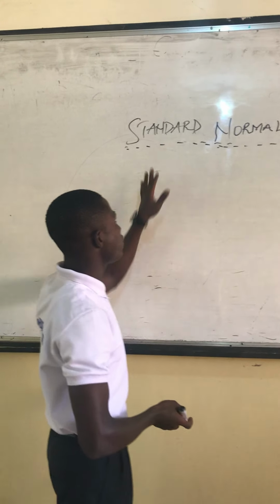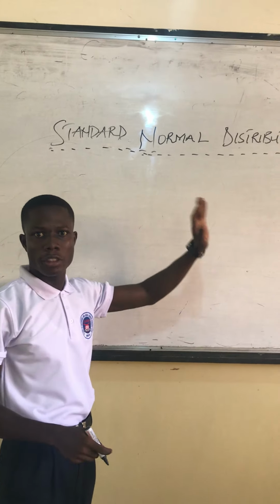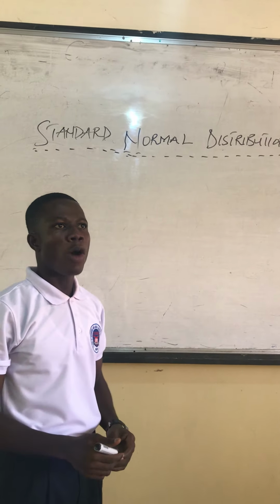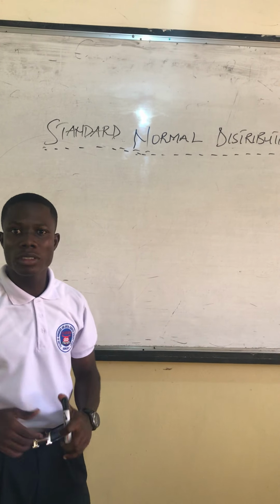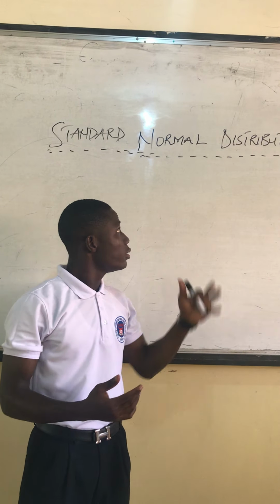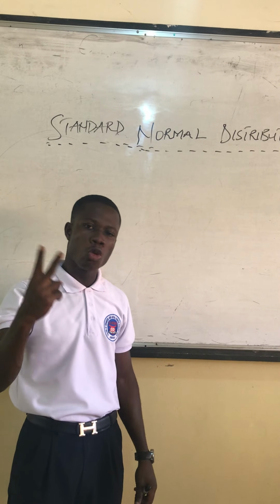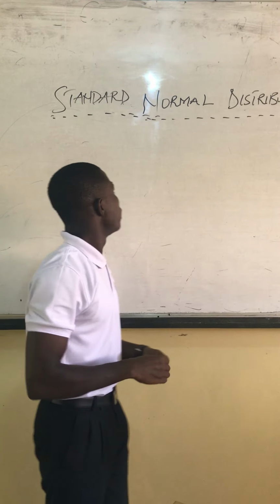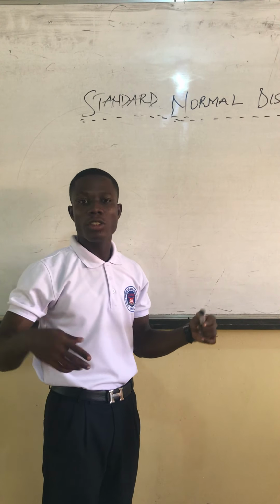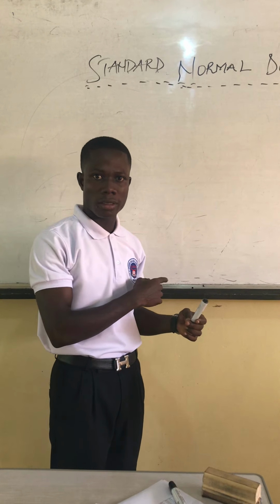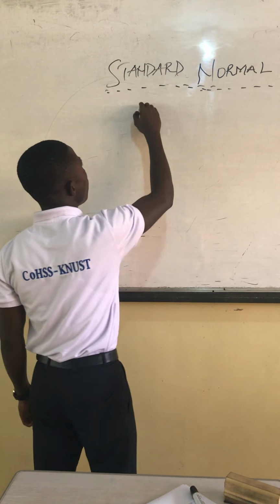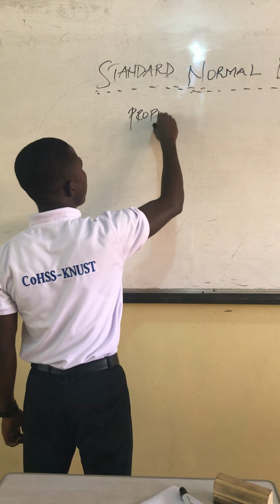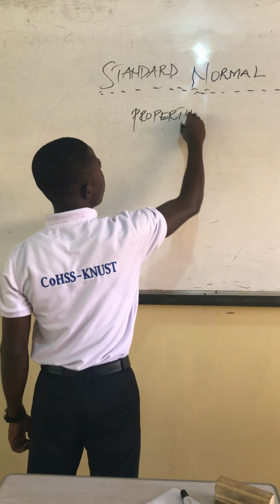Okay, so this is my standard normal distribution. As I said, the standard normal distribution is the same as the normal distribution, but it has 2 properties that differentiate it from the normal distribution. It is also a continuous distribution, as the normal distribution is. The properties we will look at are only 2 properties.